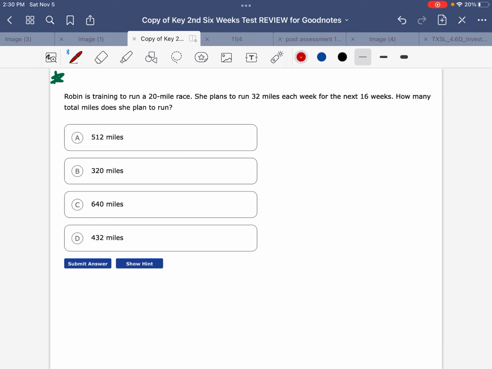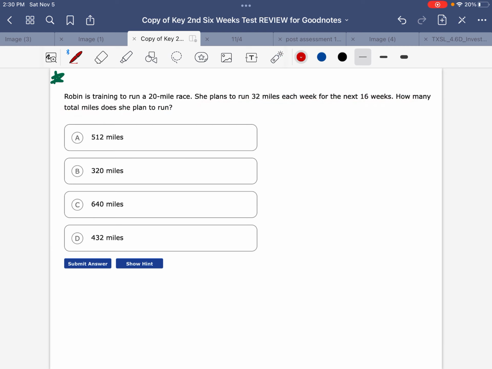Well, before I box in my keywords, let me go back to my question. It says, how many total miles does she plan to run? Okay, I'm going to rewrite that. It's asking total miles ran. Okay. So that's me for total miles ran.